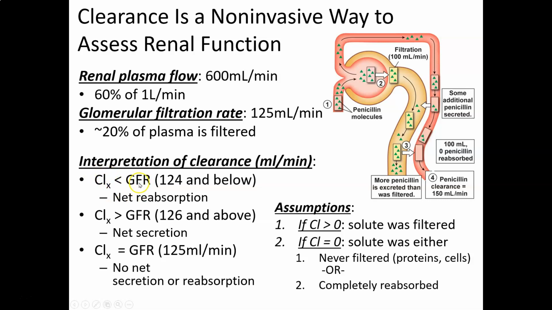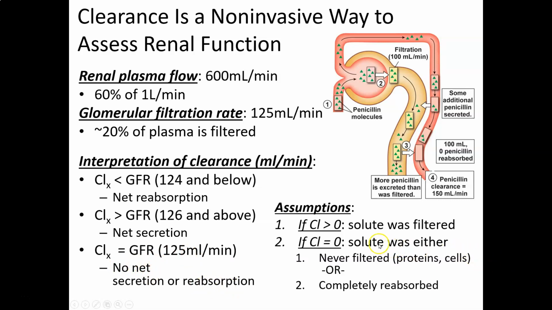GFR is 125. If it's 124 or below, that tells us we had net reabsorption of that substance. If clearance is greater than GFR, greater than 125, so that would be 126 and above, it tells us we have net secretion. But what happens in the case where clearance equals GFR? It equals 125 mils per minute. So you have no net secretion or reabsorption.